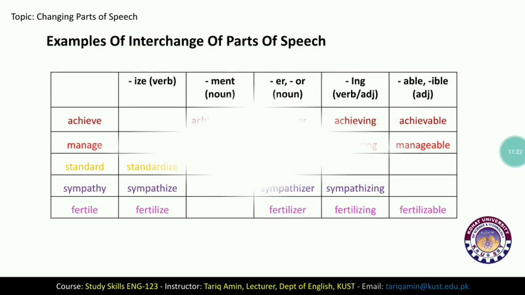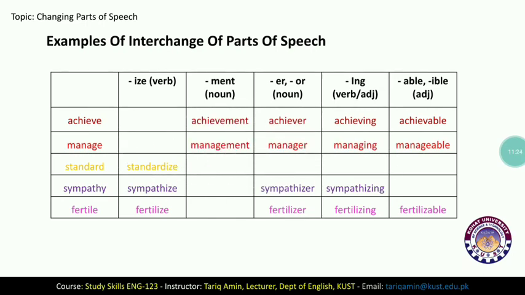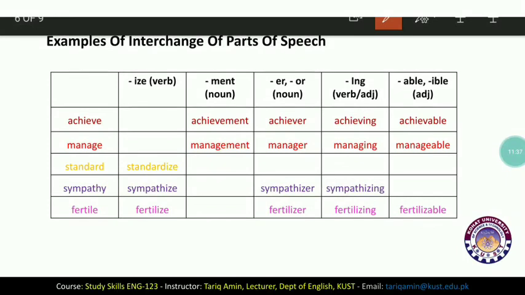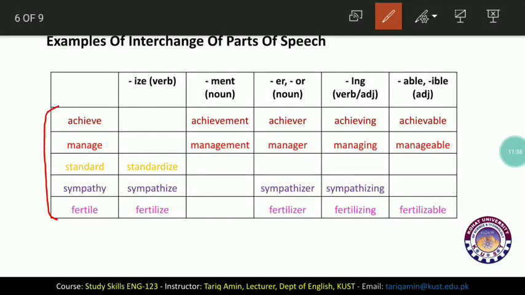Okay, examples of interchange of parts of speech. These are different words. Achieve is a word, manage is a word, standard is another word, sympathy and fertile are other words. And we can change these words into different grammatical categories such as nouns, verbs, adjectives, etc.